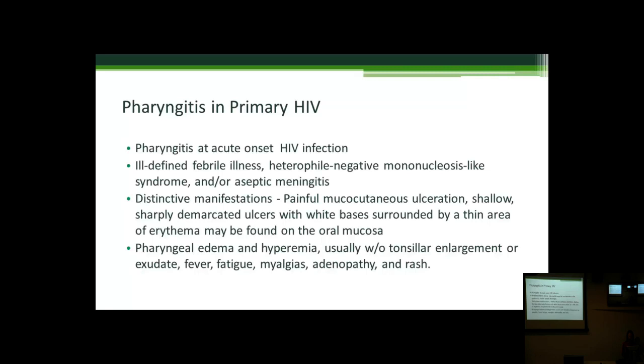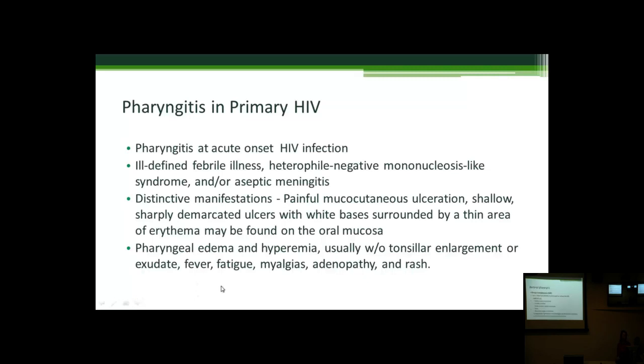Other clear distinctive manifestations include mucocutaneous ulcers, shallow, demarcated ulcers. I wish I found a picture of this. I was searching on the internet to try to find a picture of somebody with pharyngitis from this outbreak in an HIV patient, but I couldn't find one. But I'm just going based on the descriptions that they gave me here, that they would be well demarcated ulcers with white bases, with a thin film of red around the oral mucosa. So that's the only thing I can say. I've never seen it myself, so I'm just kind of going based on that. And I'll trust you with the rest of that. They'll have a lot of edema, redness, fever, fatigue, and all of that too.